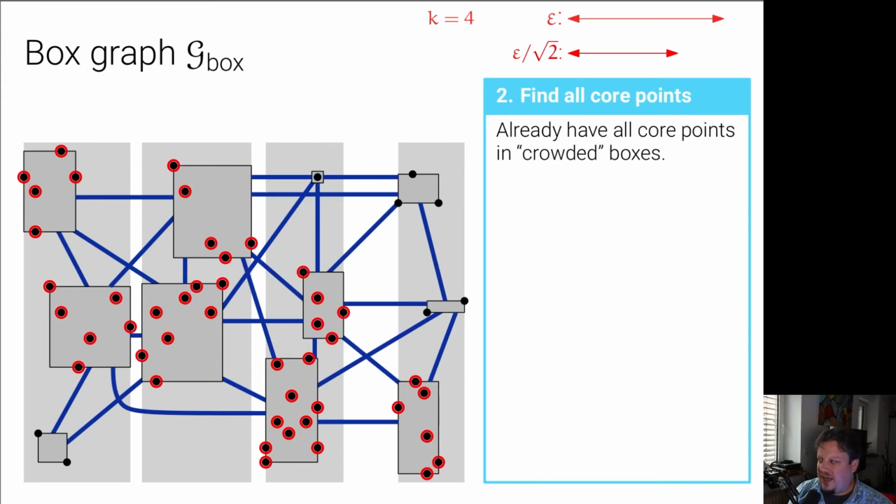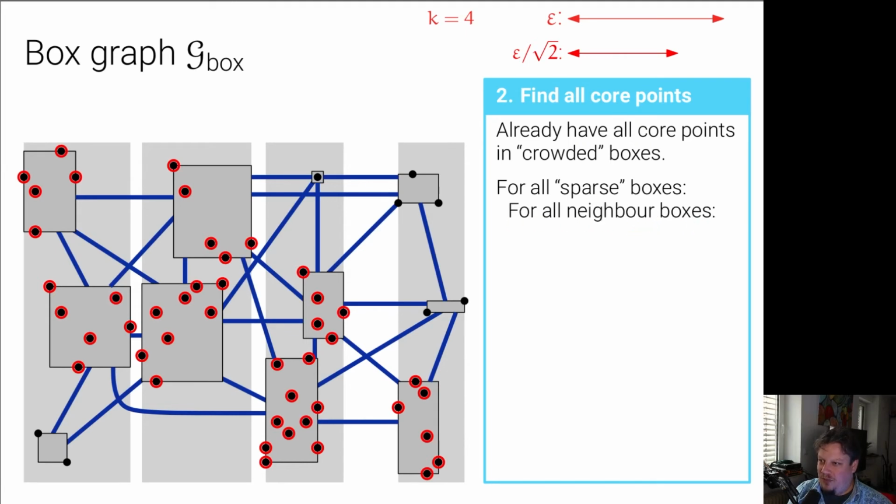So now that we have G box, we've already had some of the core points, but now let's find all of the core points. And now we have this G box that can help us with that. We had already noticed in the crowded boxes, the heavy boxes, that all of those points are core points. So that's already done. We don't even need to look at that anymore. We could just do that by looking at the cardinality. But now let's figure out what points in the smaller boxes are core points.